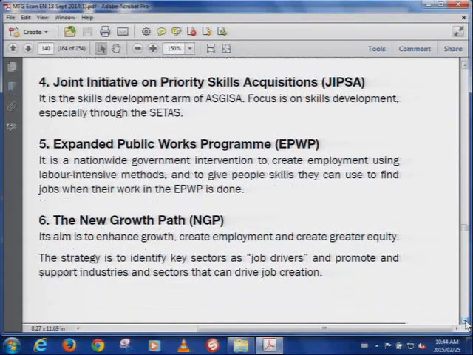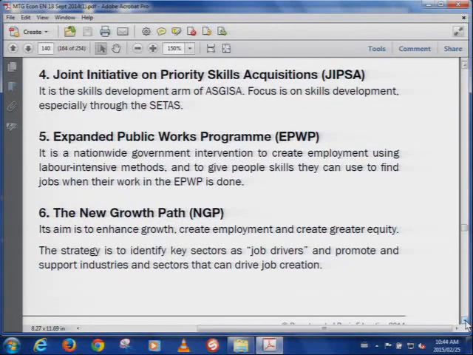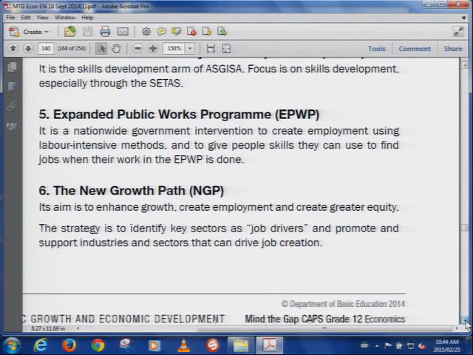Then we've got Expanded Public Works Program, EPWP. It is a nationwide government intervention to create employment using labor-intensive methods and to give people the skills they can use to find jobs when their work in EPWP is done. That's what EPWP is. It's short term. So when the project is finished, people who were working in this EPWP will have to find other sources of employment, alternative employment. And then we have the National Growth Path, NGP.